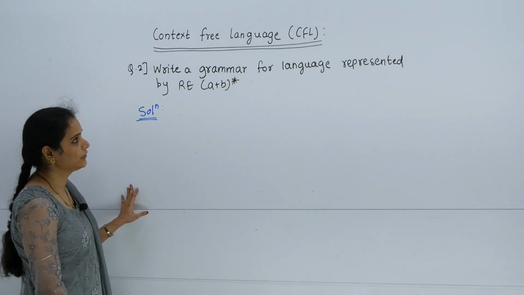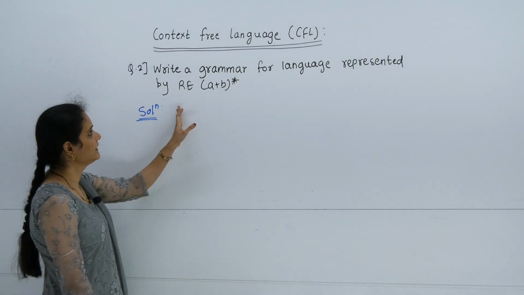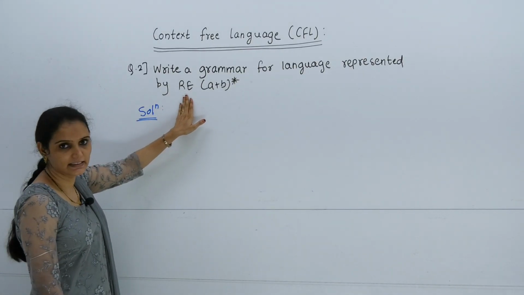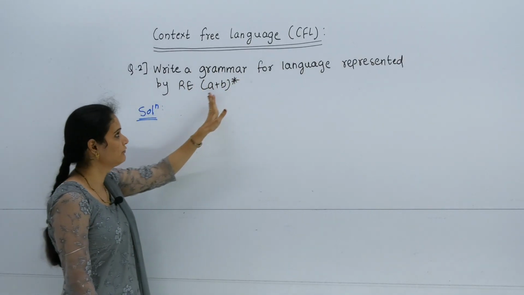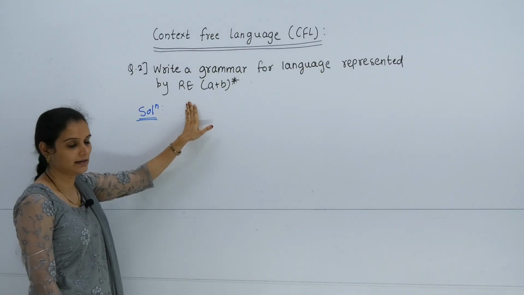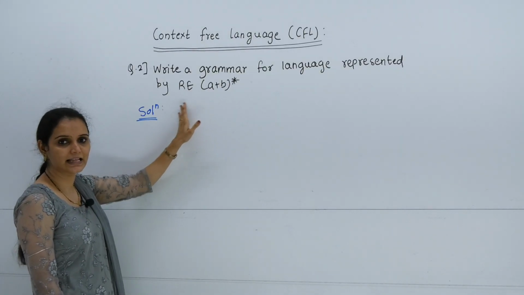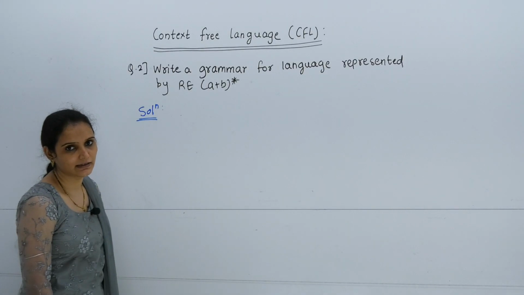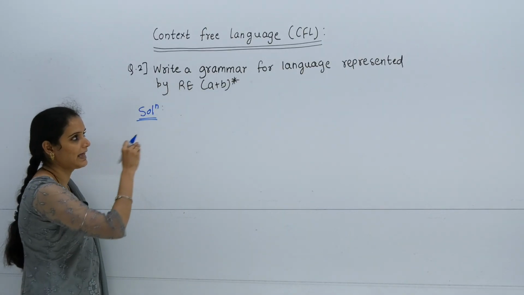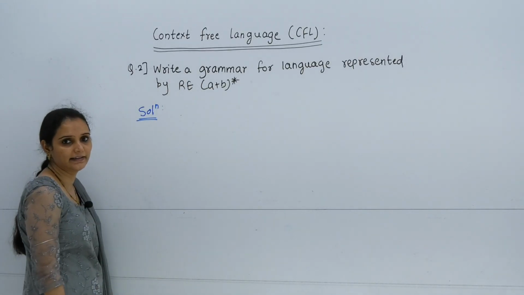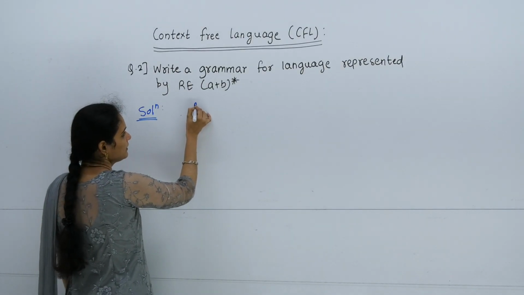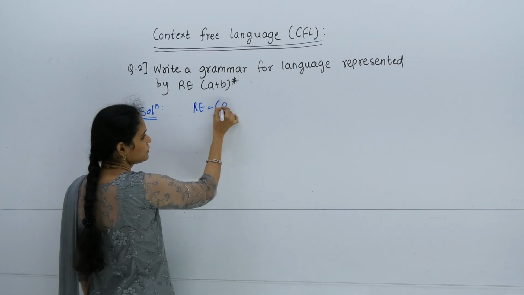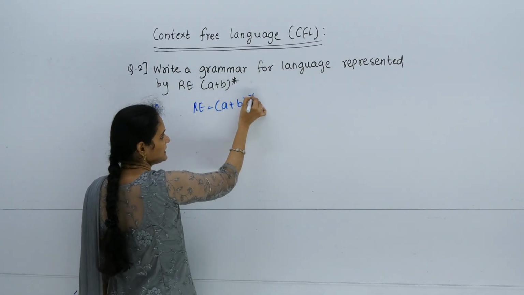In today's video we are going to find the context free grammar when the regular expression is given. A regular expression given means we have a regular language, or we can say the language is given, and now we are finding the grammar for that particular language. So the regular expression is (a+b)*.